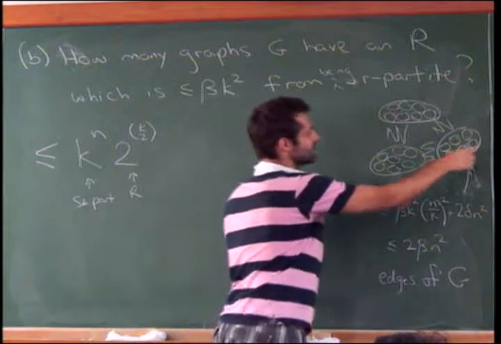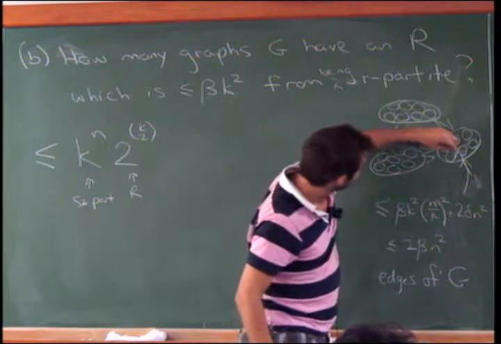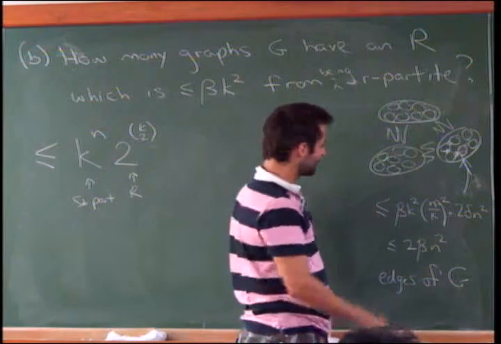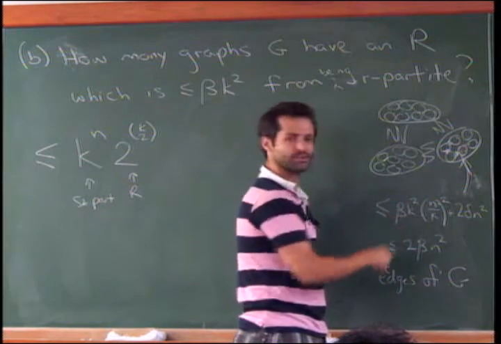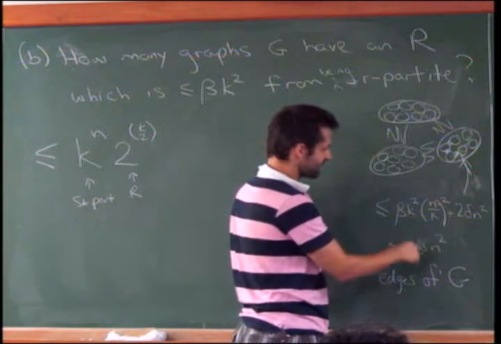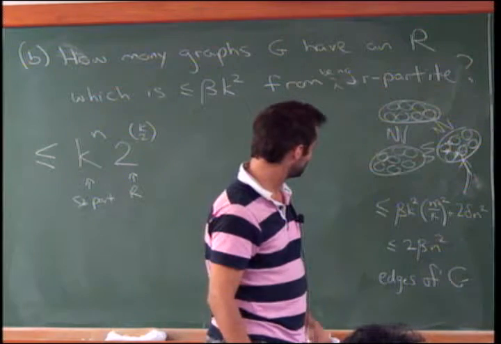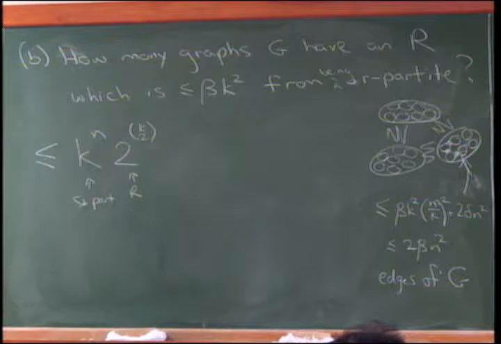So the only edges inside this part, apart from a few, correspond to edges of R. There's almost beta k squared times n over k squared of them, which is beta n squared. And this beta n squared is bigger than this, right? Because of the order of constants. Okay. So what we have is an R partition of G with almost 2 beta n squared edges inside each part.